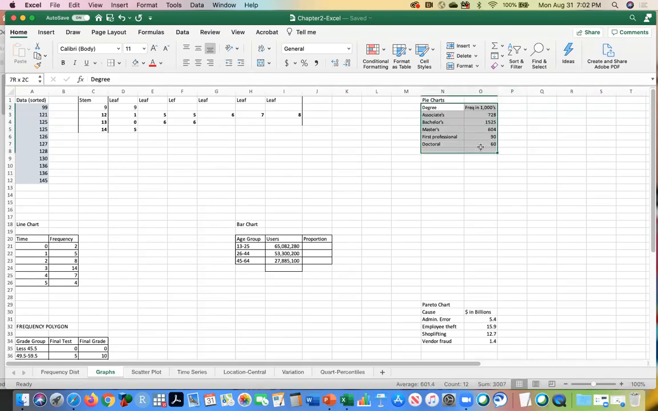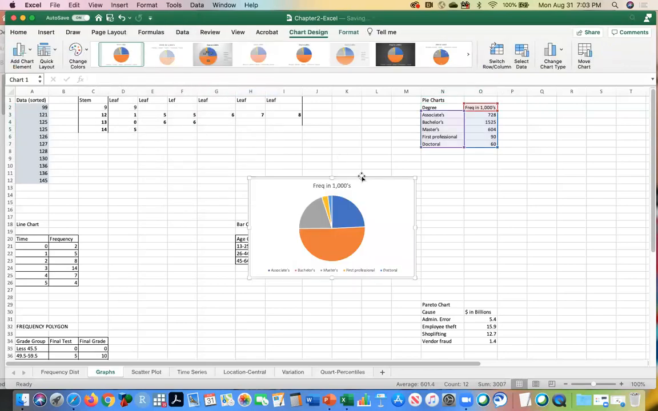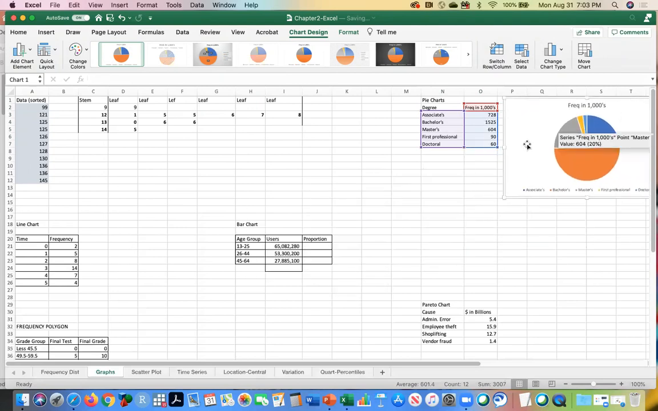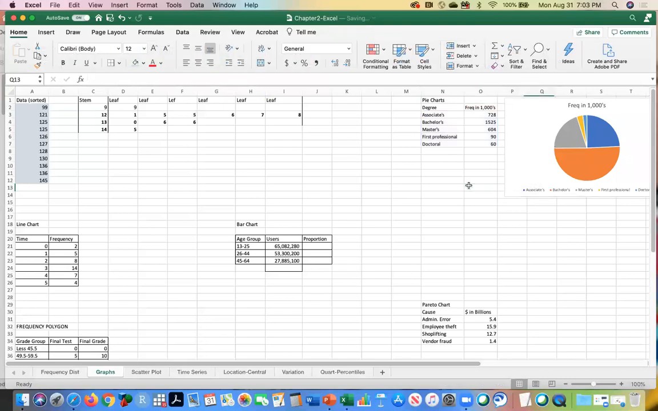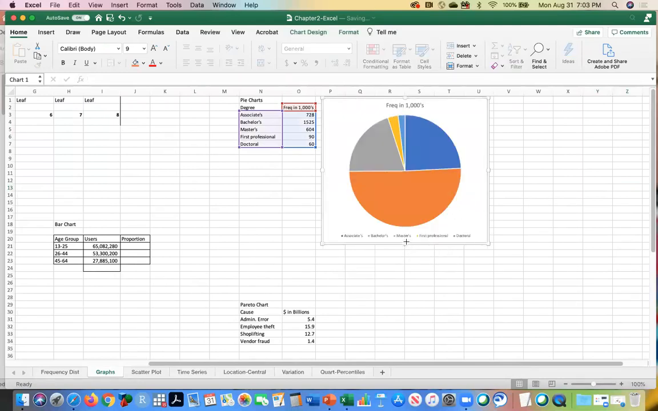So what I'm going to do is create a pie chart, which is very easy. I'm going to click on charts and then use a pie. Very easy, all I have to do is include the labels. So my pie is here. I have the associates, the bachelor's, the master's, the first professional, and the doctoral degrees. I can do many things with my graph. For instance, I can expand it. This is too small, I want it bigger. So I can copy and paste it into a PowerPoint.